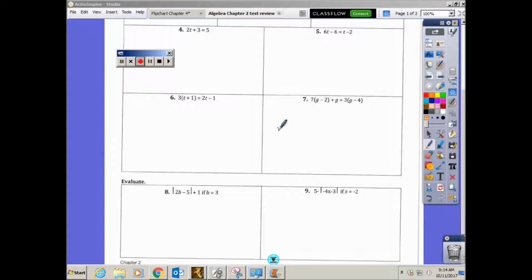So for problem 7, we need to distribute on both sides of the equation. 7 times g is 7g. 7 times negative 2 is negative 14. We also need to bring down this plus g. 3 times g is 3g. 3 times negative 4 is negative 12. On this side of the equation, I'm going to combine like terms. 7g and g makes 8g. Bring down the minus 14 equals 3g minus 12.